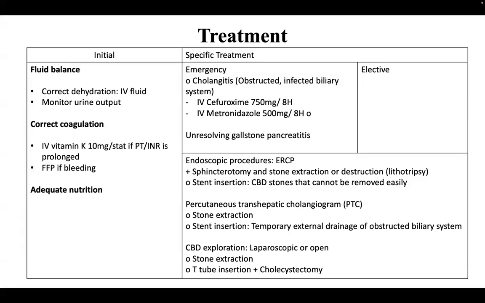So other procedures you can do, which is more of an elective procedure, is you can do ERCP with a sphincterotomy and stone extraction or destruction, that is a lithotripsy. Then you can insert a stent, that is for CBD stones that can't be removed easily. Then you have the PTC, that is again for stone extraction or even a stent insertion, which will allow the temporary drainage of the biliary system. Then CBD exploration is not really done anymore because of complications. So don't really mention that unless you are asked.